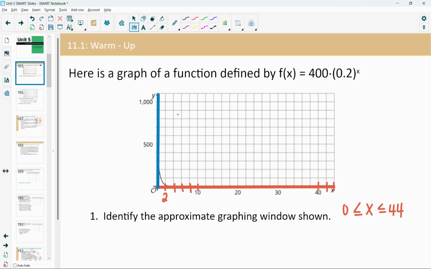Then for the y's, again, starting at 0. And then we can see that these y intervals, there's again 5 dashes splitting up 500. So each of them is worth 100. We get to 1,000 and then one more. So 1,100 is the top there. So our graphing window for x's is 0 to 44. Y's are 0 to 1,100.